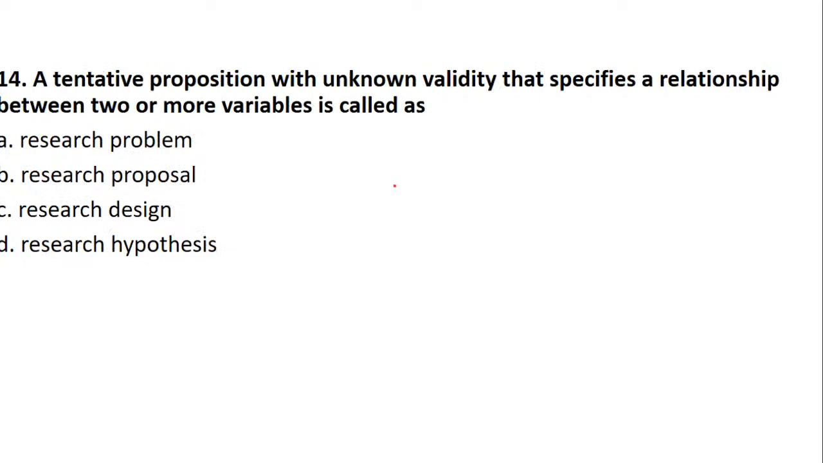Fine. Now, question number 14. Yes, do not know each other. Correct. A tentative proposition with unknown validity that specifies a relationship between two or more variables will be called what? I am on question number 14, if you can see the screen. Is it research problem, research proposal, research design, or research hypothesis?